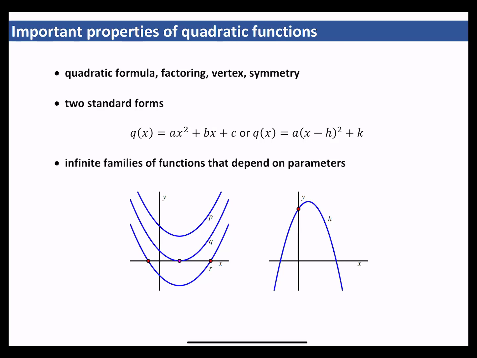Throughout, it's important to think of the two standard forms of a quadratic function, either q of x equals ax squared plus bx plus c, or q of x equals a times the quantity x minus h squared plus k. We want to think of these two standard forms as infinite families of functions that depend on parameters, either a, b, and c, or a, h, and k.